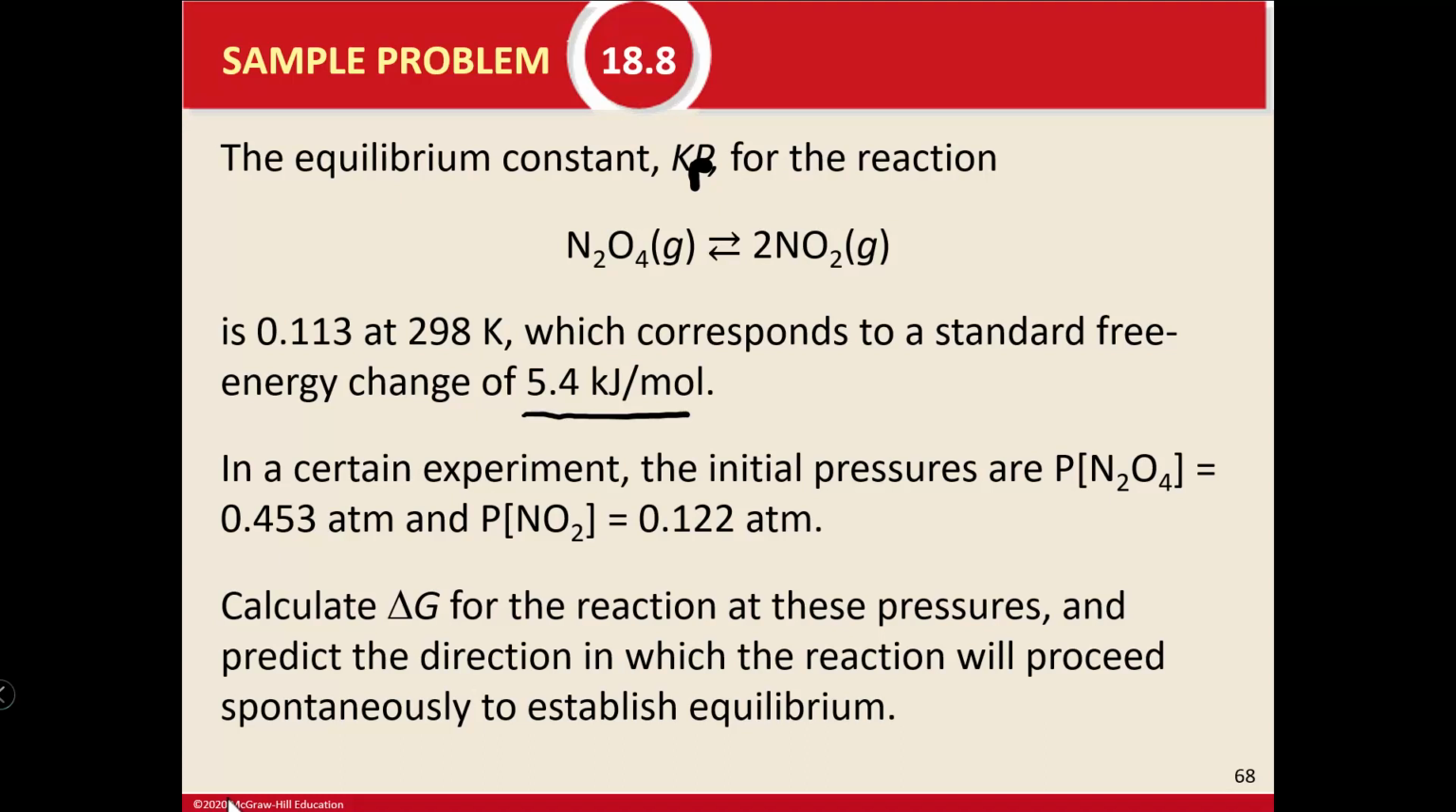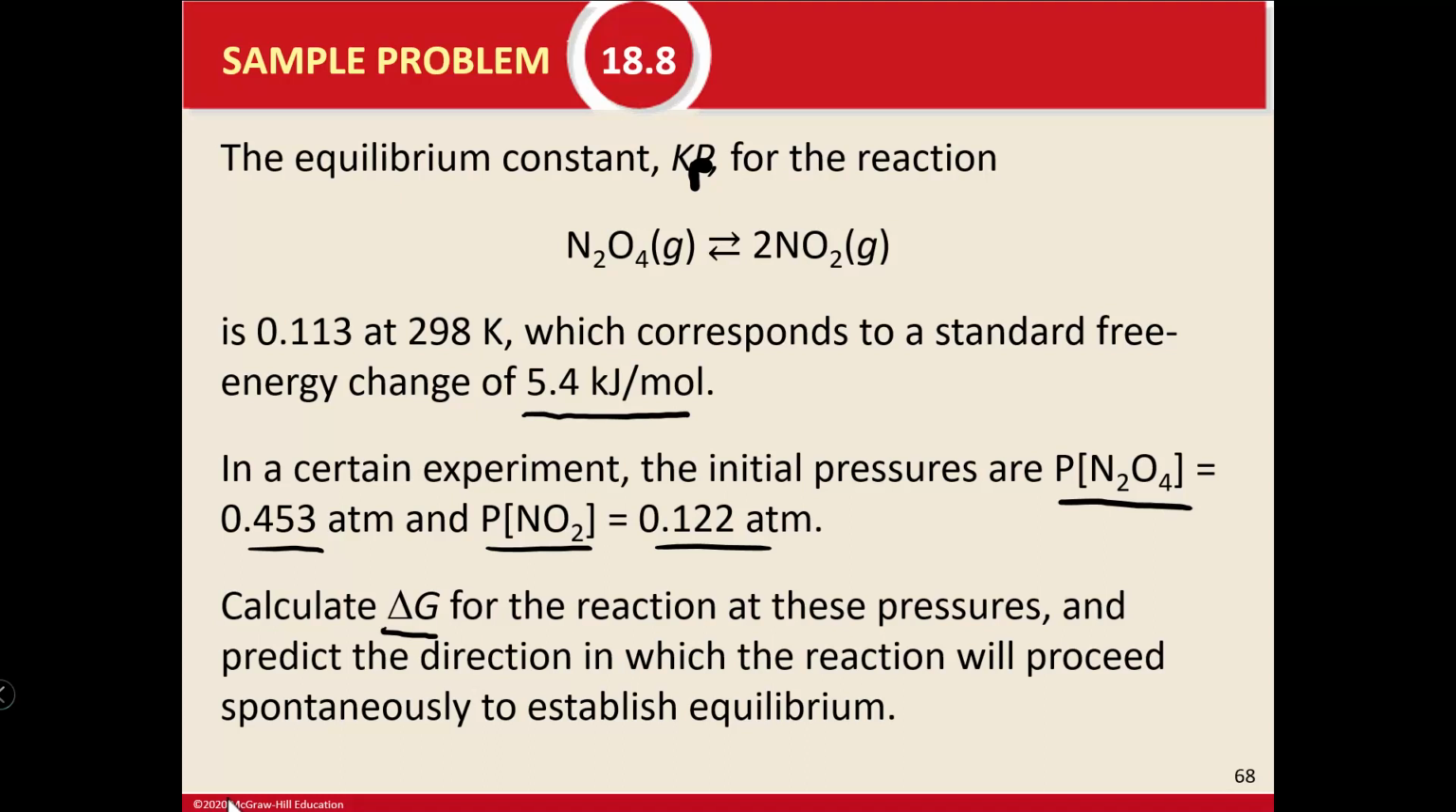5.4 kilojoules per mole. In a certain experiment, the initial pressure of the dinitrogen tetroxide is 0.543 atmospheres, and the pressure of the nitrogen dioxide is 0.122 atmospheres. Calculate the delta G, the non-standard delta G, for the reaction at these pressures and predict the direction which the reaction will proceed. If it's spontaneous, will it proceed spontaneously in the forward direction to establish equilibrium.